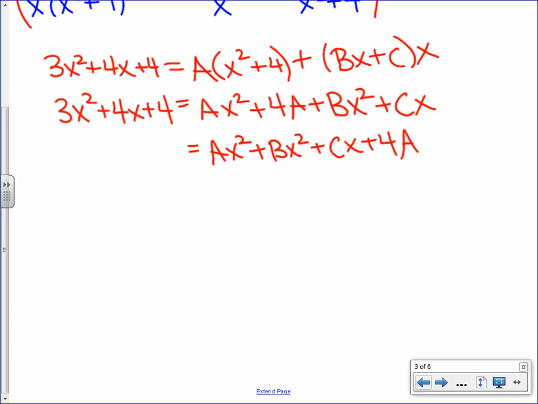Are you okay with me rearranging those? Thank you. Okay? So this is what I notice. I notice that I have a 3x squared over here. So what does that mean about ax squared plus bx squared? That should equal 3x squared, right? If I have 2 equal quadratics, the coefficients of x squared should be the same, right? So what should a and b add up to?